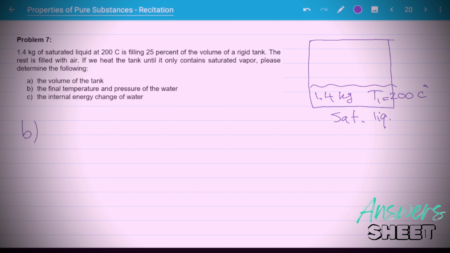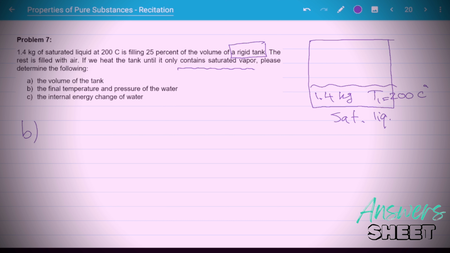Okay, for part B, I again cleared the calculation space. For part B, we are asked to find the final temperature and the pressure of the water. But what do we know about the final state? We know that at final state, we are dealing with saturated vapor only. We also know that we are dealing with a rigid tank. So the volume of the tank has not changed, and we can use that to our advantage.